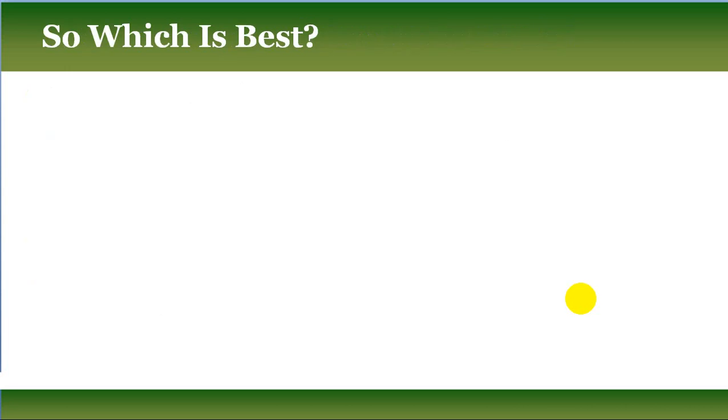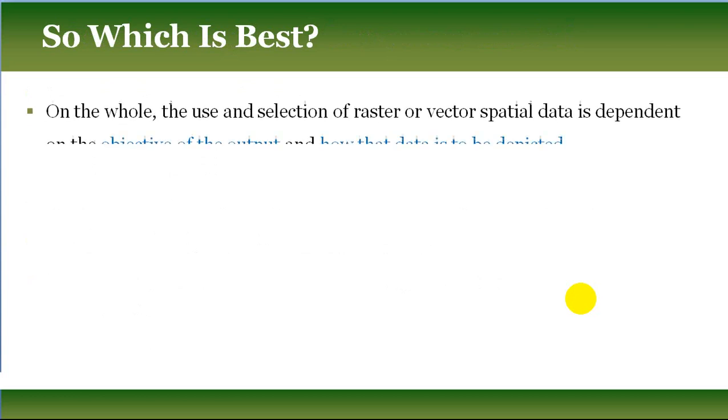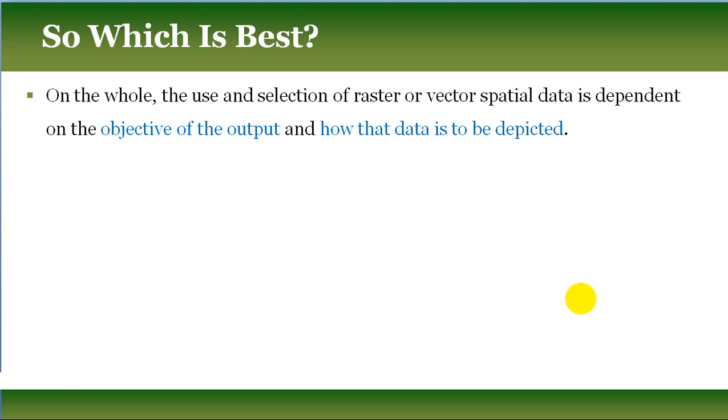So the final one is: which one is the best? Which one should I use, raster or vector? On the whole, the use and selection of raster or vector data depends on the objective of the output, how you will represent the final data, and how the data is to be depicted.